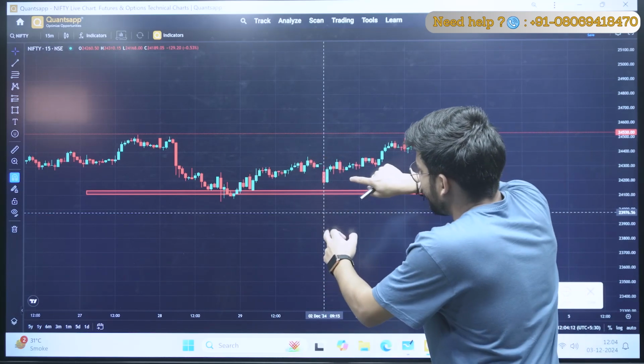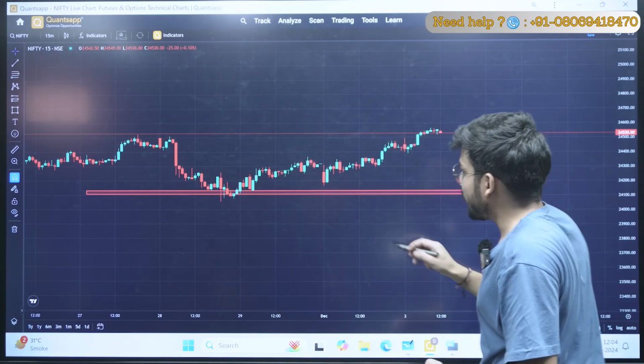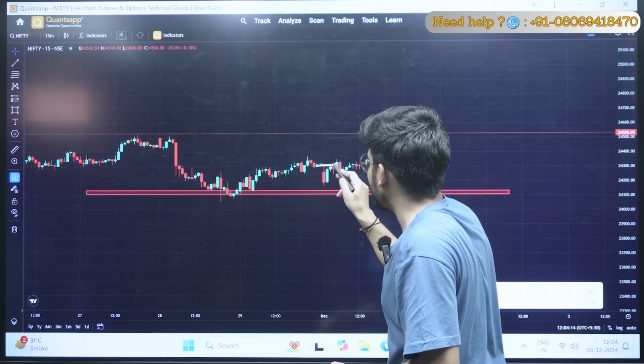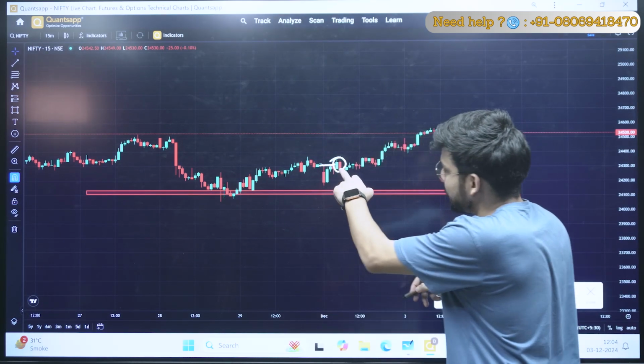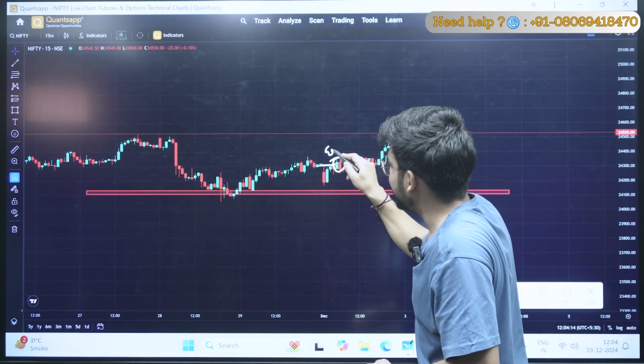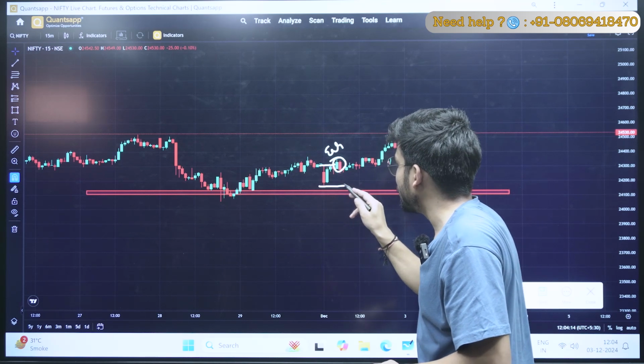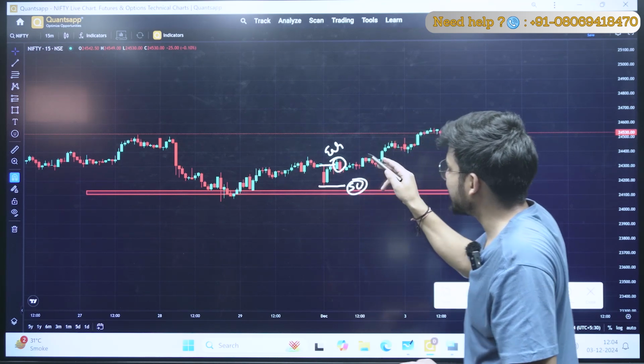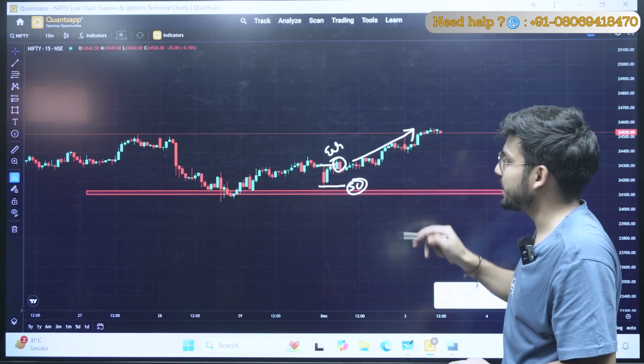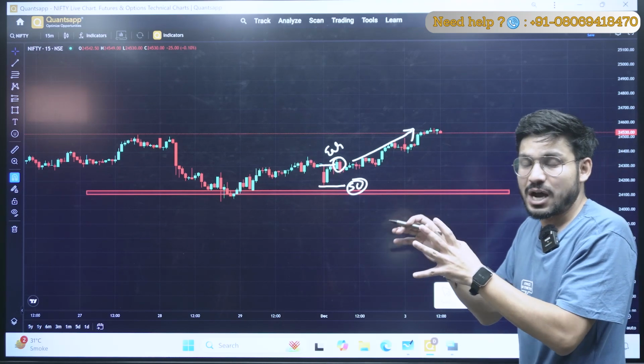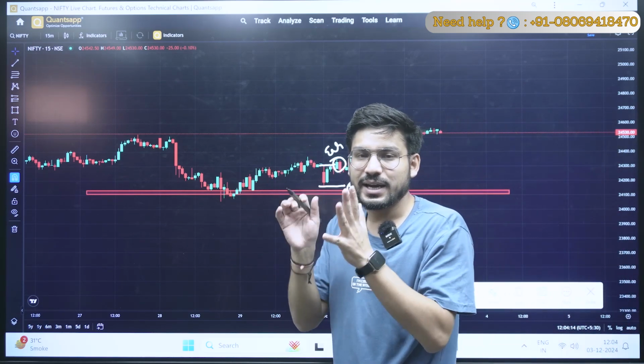Now you can see when my market broke my entry point, so this was my entry point, my market broke it at this point, right? So this will be my entry. For the stop loss, I will mark the low of this candle as my stop loss, and then you can see the market went in the upward direction, right? So this is how you have to take the entry in a particular trade.